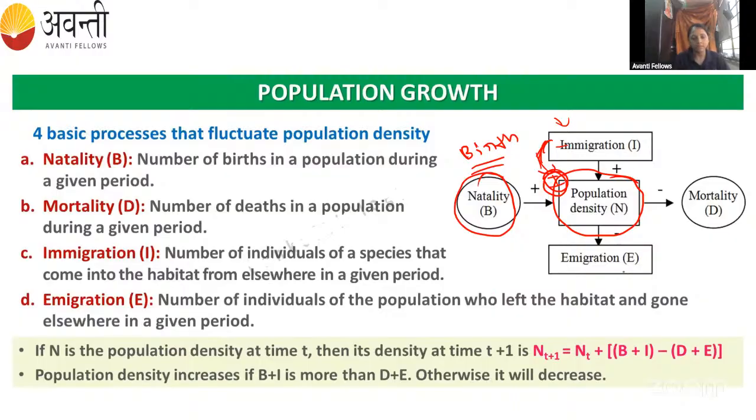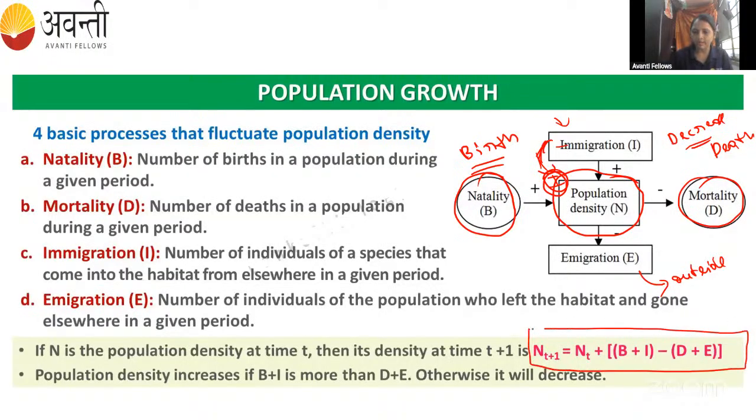Then coming to emigration, the people are going outside of the population. And mortality means death. So that is going to decrease the population. Both emigration and mortality decrease it. Natality and immigration increase it. Sometimes you will get confused between mortality and natality, so be careful while answering statement-wise questions. Okay, fine.